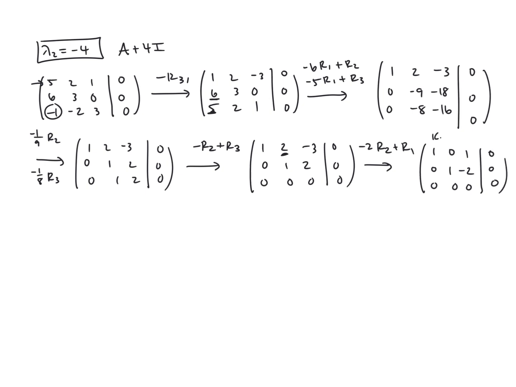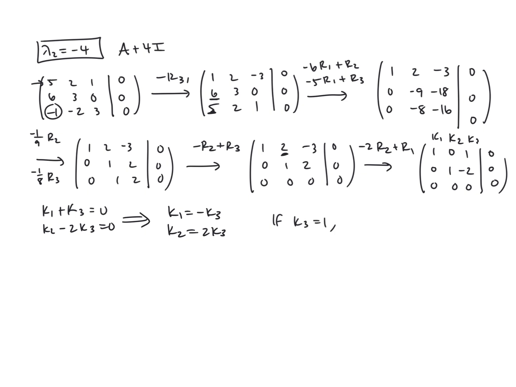So remember, we're thinking of this like k1, k2, k3. So that first row will give me k1 add k3 is equal to 0. And I get k2 subtract 2 k3 is equal to 0. So k1 then is negative k3. And k2 is 2 k3. So I'm going to let k3 be 1 because that'll be convenient for me. My k then ends up being negative 1, 2, 1. So that is our second eigenvector.